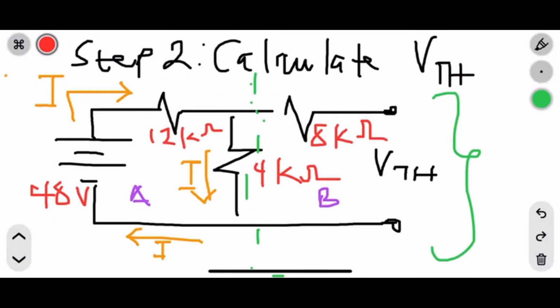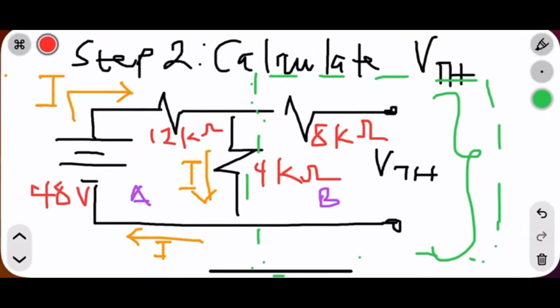And after that, you calculate for your VTH. So in calculating for your VTH, you have to do your current distribution. We know that VTH is what? An open circuit voltage. So when you put it there and you open that part, it means what? No current will be passing through. So this section, let me show by dashes. You see, that's where your VTH is.